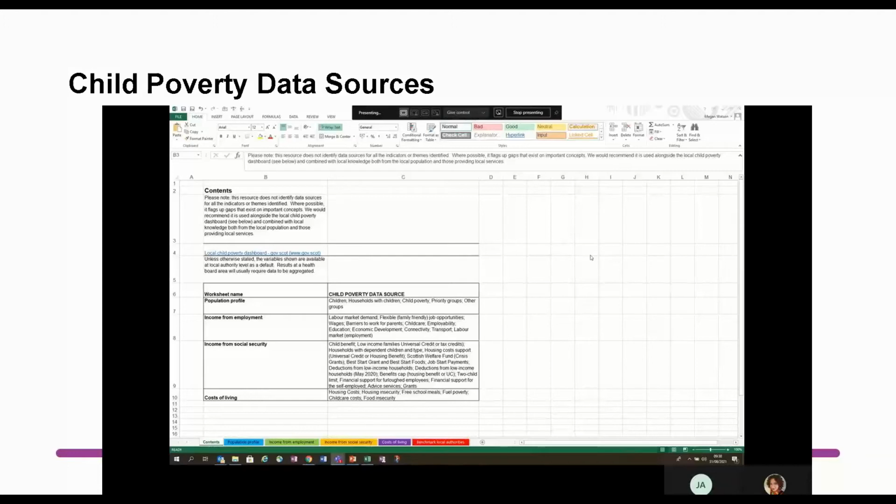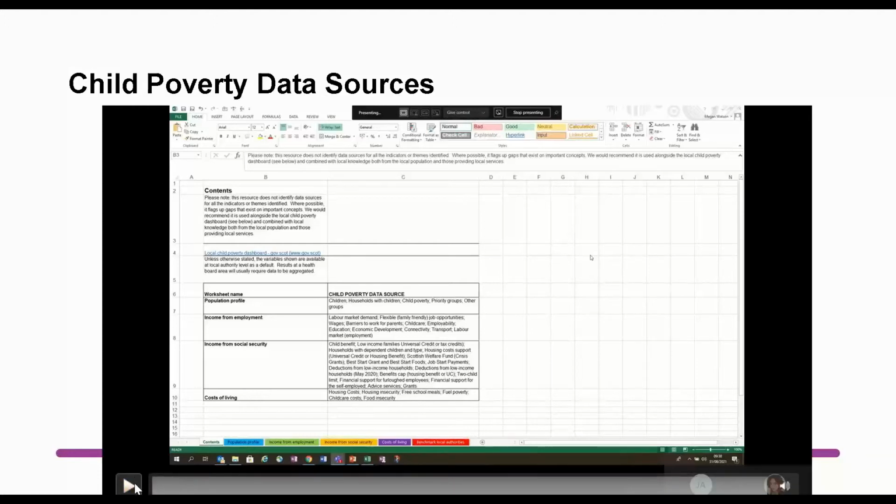Apologies if this isn't clear for some of you, but I just wanted to give you a brief idea of what the data sources workbook looks like. Lynn, can you press the play button, please?